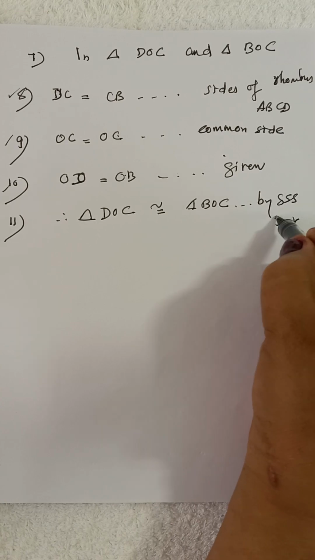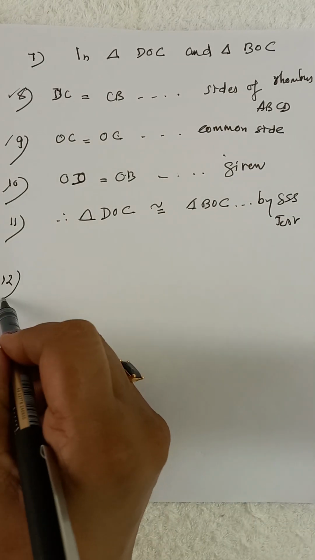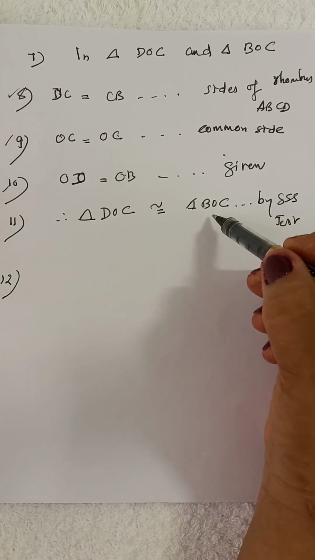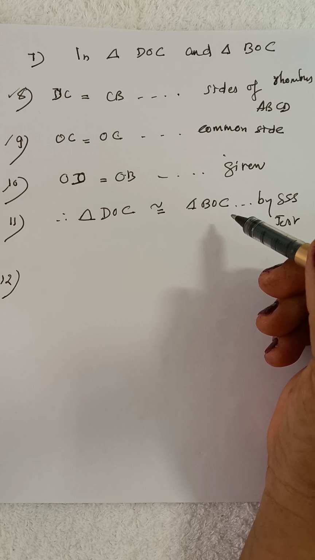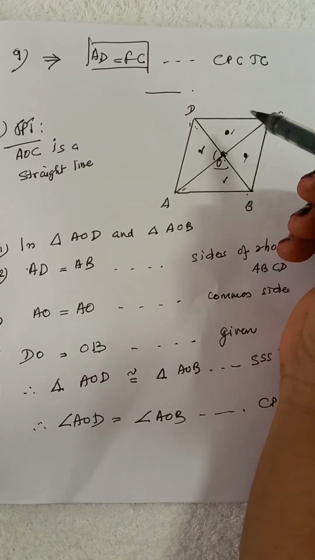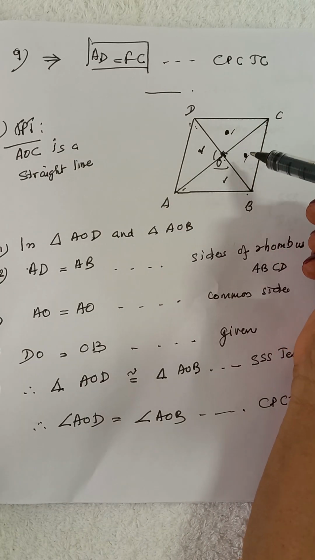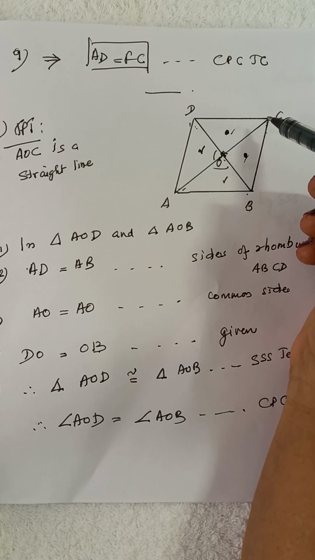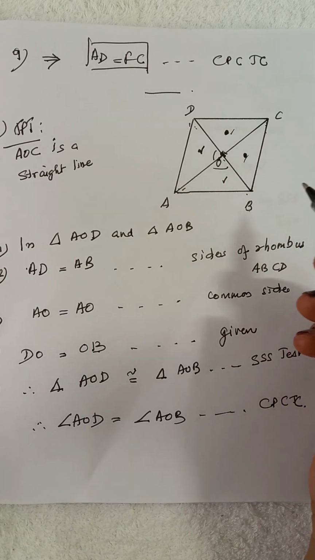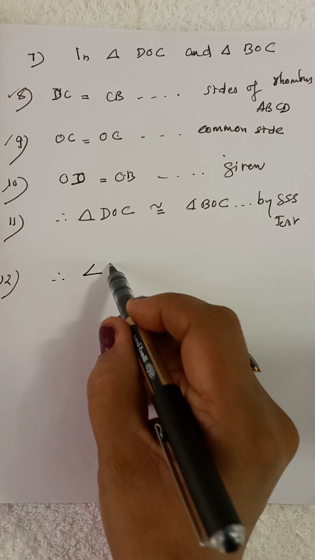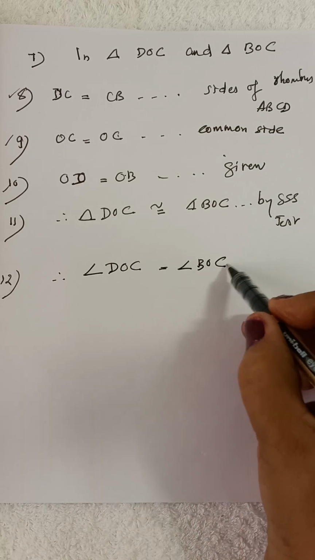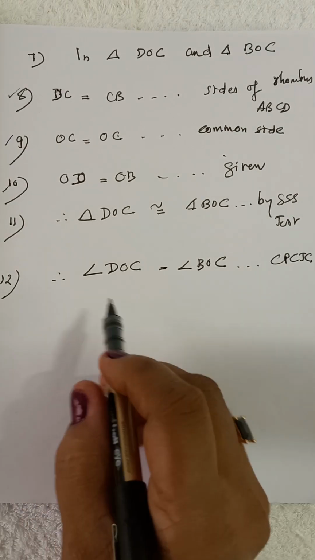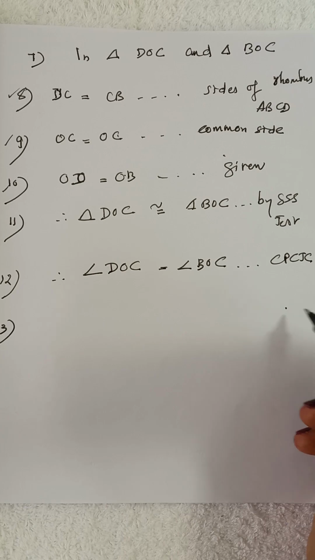So all the corresponding angles and sides of these two congruent triangles also will be congruent, that is equal. So we can say that angle DOC is equal to angle BOC by CPCTC. So we can write, therefore angle DOC is equal to angle BOC. Reason is CPCTC.